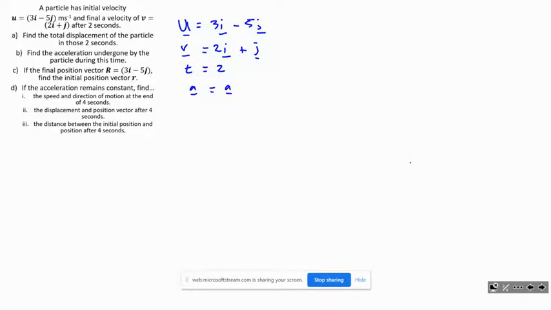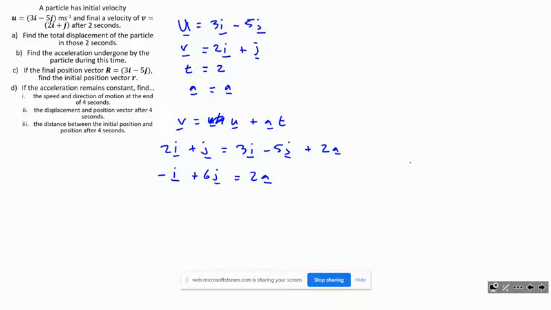So we can use v equals u plus at. So 2i + j equals 3i - 5j plus at, so plus 2a. So if we take away 3 i's from both sides, we've got negative i. Add 5 j's, plus 6j equals 2 times our acceleration. So our acceleration is negative a half i + 3j meters per second squared.